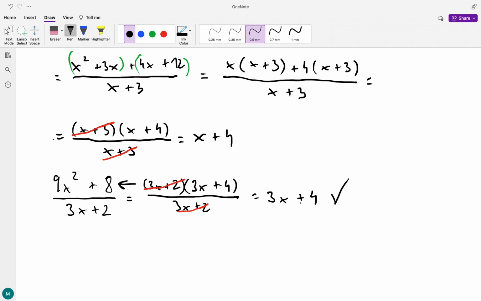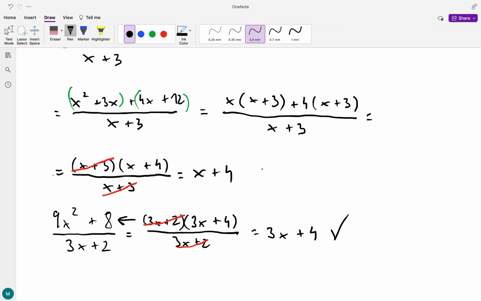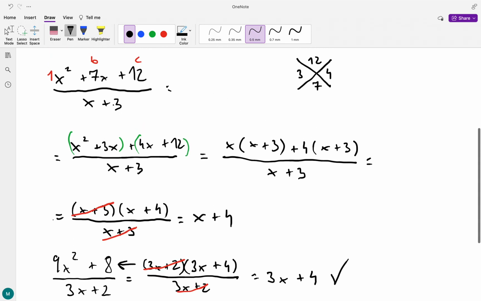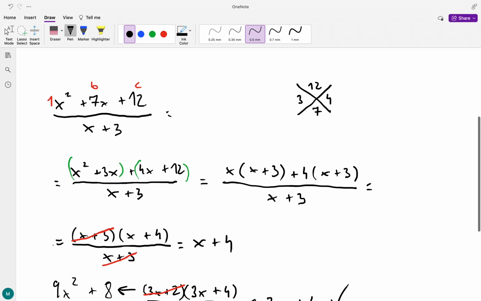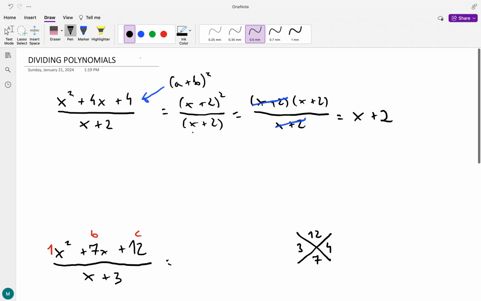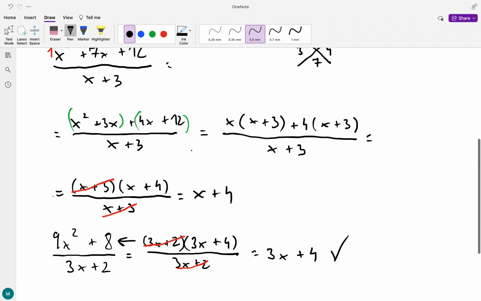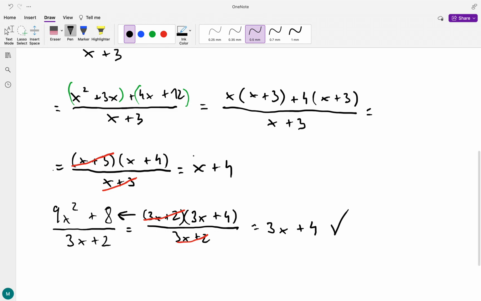And we are done. So the goal with dividing different polynomials is to always simplify by factoring, and then you will be able to cross out certain things. Most of the time, in many of the problems that you will be working with, the denominator will be a factor of the numerator. So your goal is to simplify the top of the fraction as much as possible by factoring, by using the AC method, by using the perfect square formula, and that way you will be able to obtain the final answer.